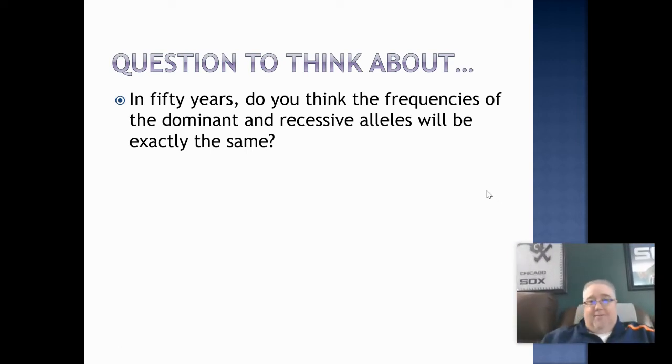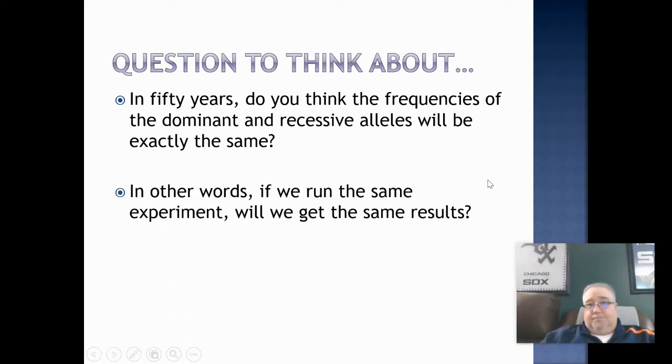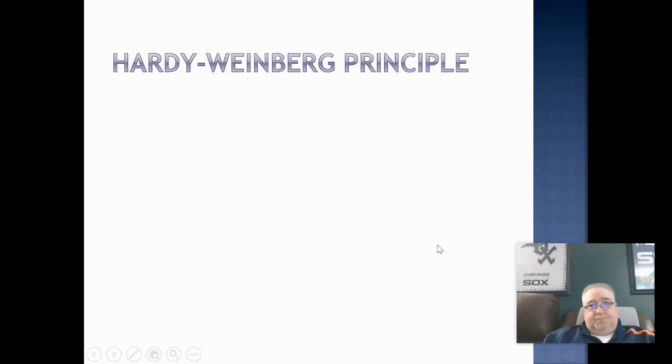So the question here: in 50 years, let's say we have a time machine and we came back to Crown Point in 50 years, and we did this same exact experiment. We go out to Crown Point, get our random sample, come back, figure out our frequencies. Do you think those frequencies would stay the same? Or would they be different? Would they be slightly different? Would they be massively different? How would they change? Would we get the same results 50 years from now or 50 days from now? Take any period of time. Would those results be the same or would they change?